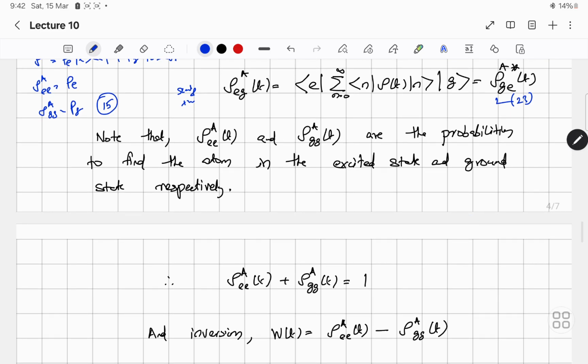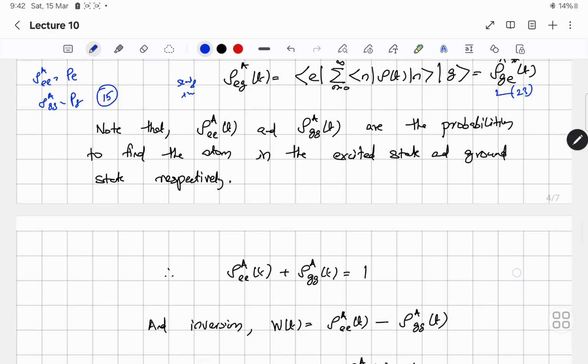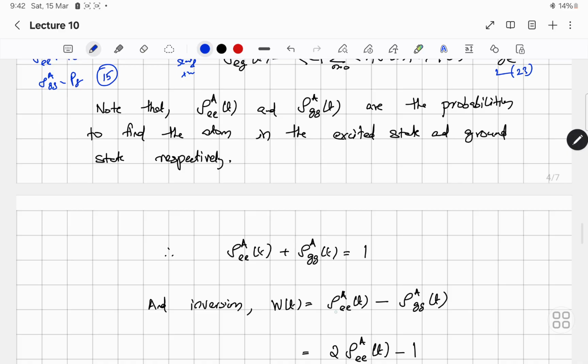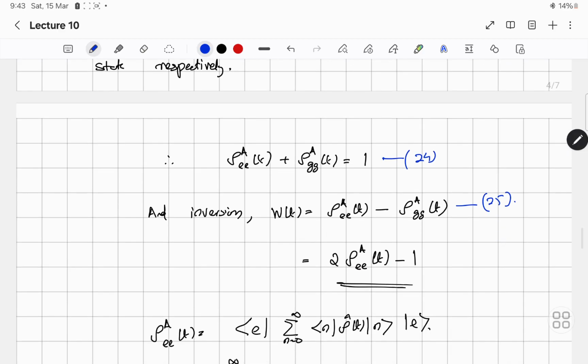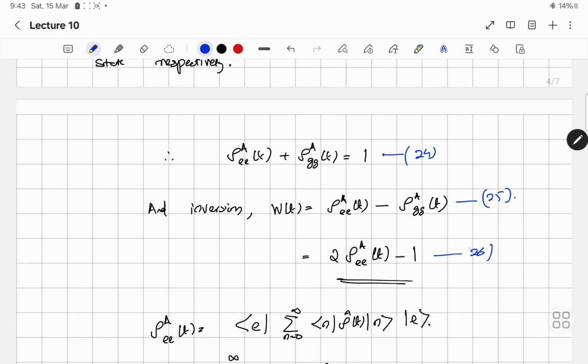And therefore the sum must be equal to 1, because in the case of an atom there are only two possible states, so the sum of the two probabilities must be 1. So that is ρ_A^{ee}(t) plus ρ_A^{gg}(t) must be 1. And the inversion can be defined as the difference between these two. So let this be equation number 24, equation number 25. So using 24, I can rewrite my inversion. So inversion can be written as 2 times the reduced density operator of the atom, ρ_A^{ee}(t), minus 1. Okay, so let this be my equation number 26.